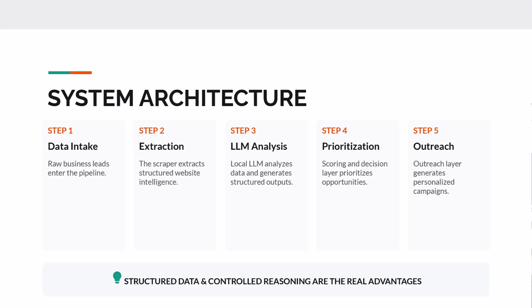Once all those problems were solved, the system naturally evolved into a layered architecture. First, raw business leads enter the pipeline. Then the scraper extracts structured website intelligence, and after that the local LLM analyzes the data and generates structured outputs. Then a scoring and decision layer prioritizes opportunities. And finally, the outreach layer generates personalized campaigns.